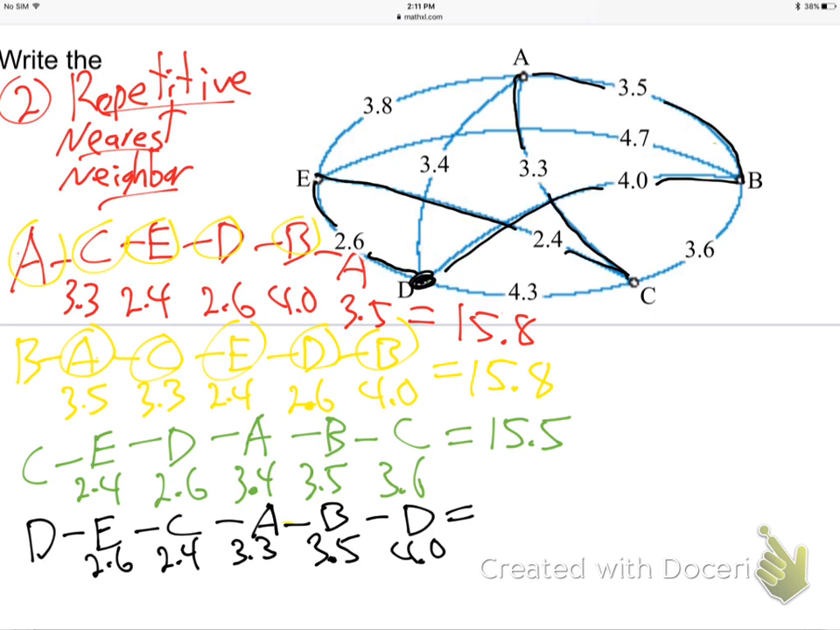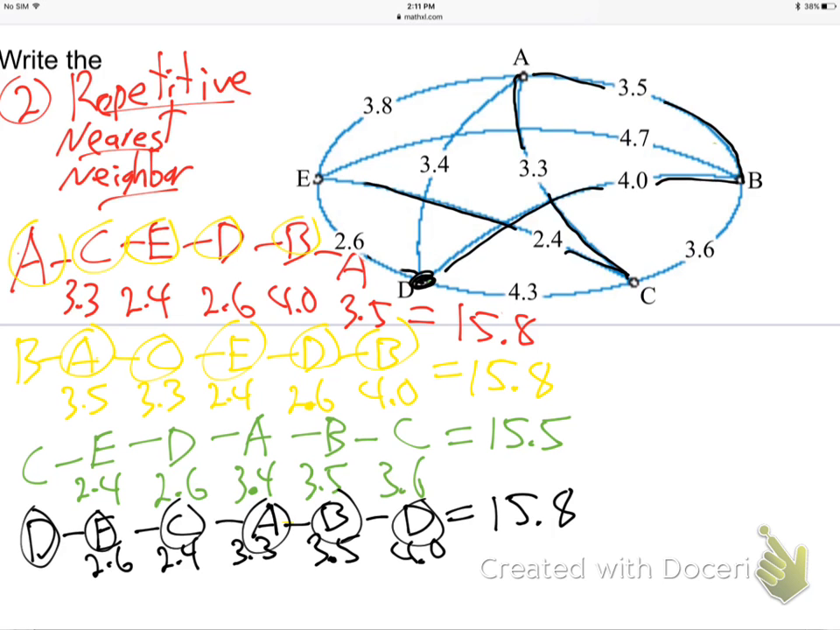So add those up. What's that? 5, 8.3, 11.3, 11.8, 15.8. It's probably the same loop as those first two. The total's the same, 15.8. It is. Do you see how it's the same loop backwards? A, C, E, D, B. Just go backwards. It's the same loop, run it backwards. It's the same loop as the first two, it turns out.